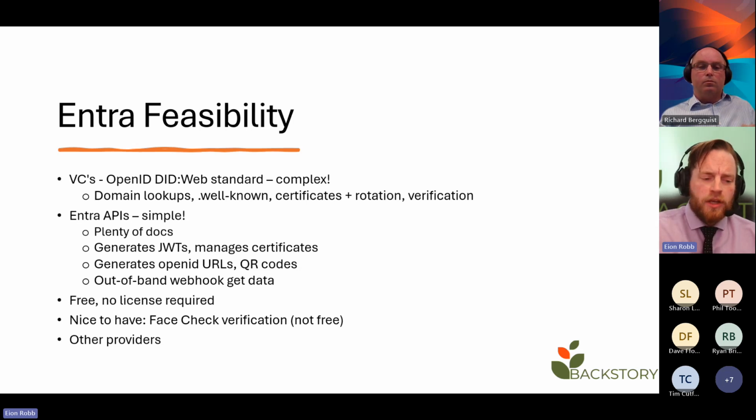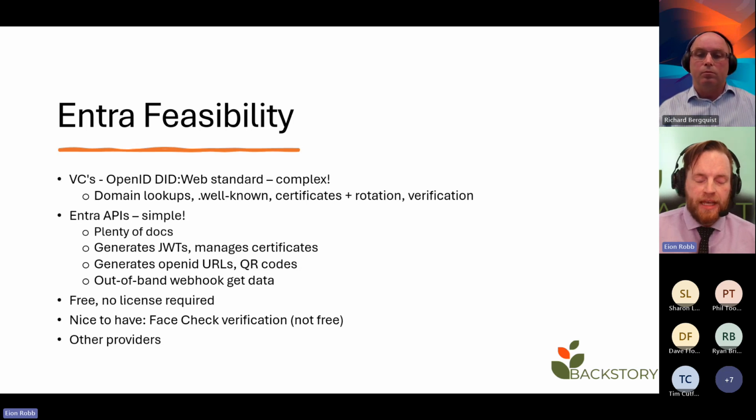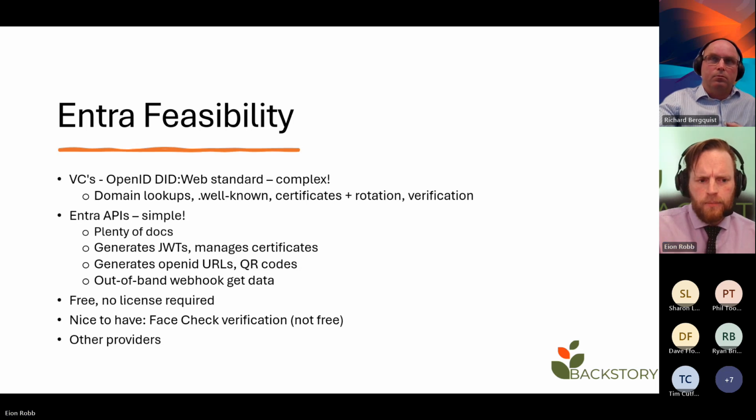And there's a nice-to-have. Most of what we're talking about here is exchanging information, but if you want to use it more like presenting a driver's license and proving that you are who you say you are, they've got a face check verification process that's built into the same verified identity system. That's not free, it's like 25 cents per check, but it's nice to know that that's an option if any member wants to use that.